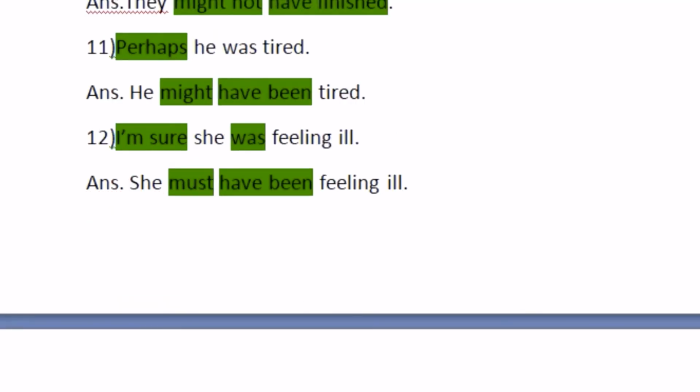Next question there. I'm sure they haven't been waiting long. Now this is the question. Next important question for this exercise. I'm sure they haven't been waiting long. What did we write here? I'm sure negative.